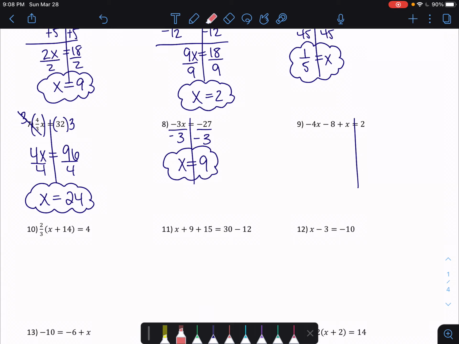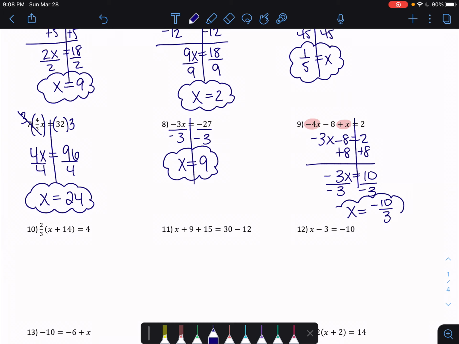In number 9, I'm going to combine like terms first. So negative 4x plus x is negative 3x minus 8 equals 2. Then I'm going to get rid of the constant first. So negative 3x equals 10. I divide by negative 3, and I'm actually going to leave this as negative 10 over 3. Negative 10 over 3 is actually a repeating decimal. So it's easier to leave your answer as a fraction versus trying to write a repeating decimal.